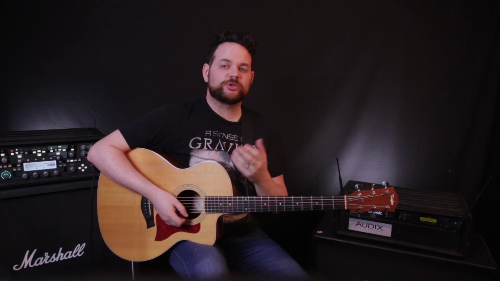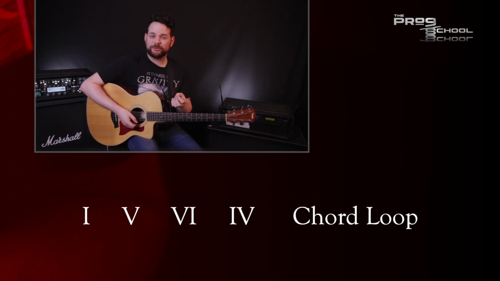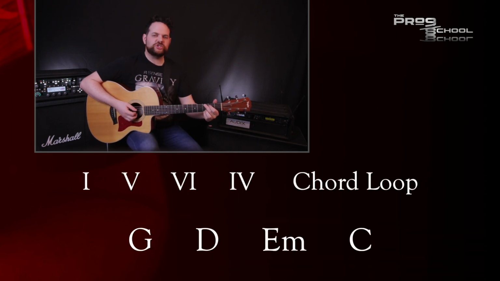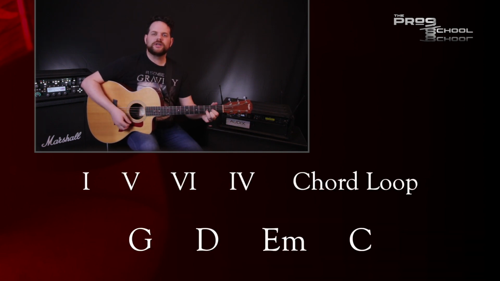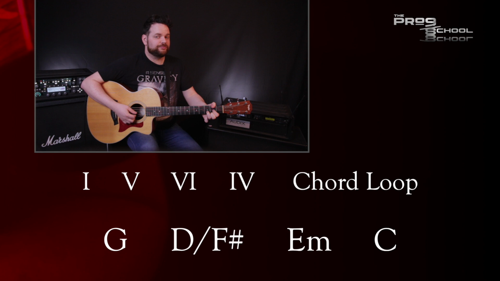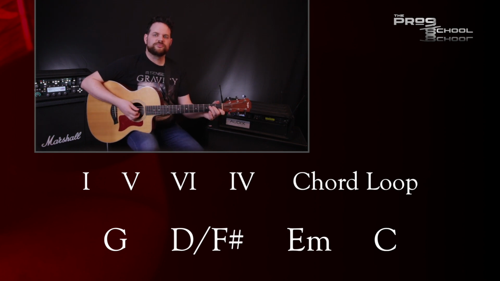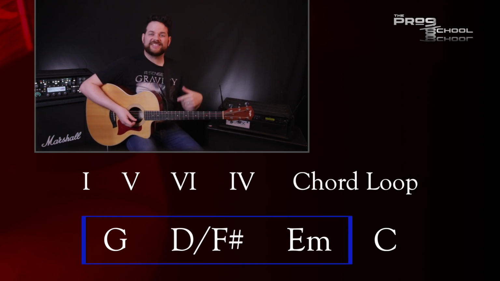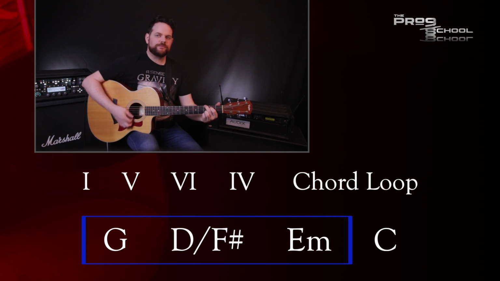Let's use these in some actual chord progressions. Here's the most basic progression possible, the 1-5-6-4 pop chord loop. In G, that would be G, D, E minor, and C. Let's change the D to a D slash F sharp. This creates a stepwise bass line that goes G, F sharp, E.